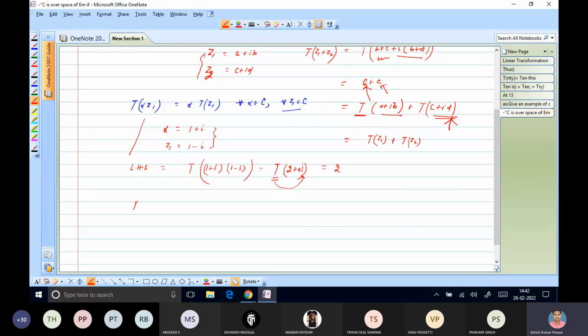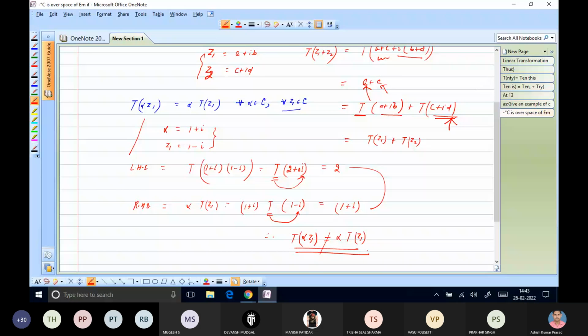And similarly, if you go to RHS, it is alpha times TZ1. Alpha is 1 plus I and TZ1 is 1 minus I. So what is the action of T? It is making the imaginary part 0. So only 1 I will get, and 1 multiplied by 1 plus I is nothing but 1 plus I. So you can see these two are not equal. Therefore, T of alpha Z1 is not equal to alpha times TZ1, and as such, T is not a linear transformation.